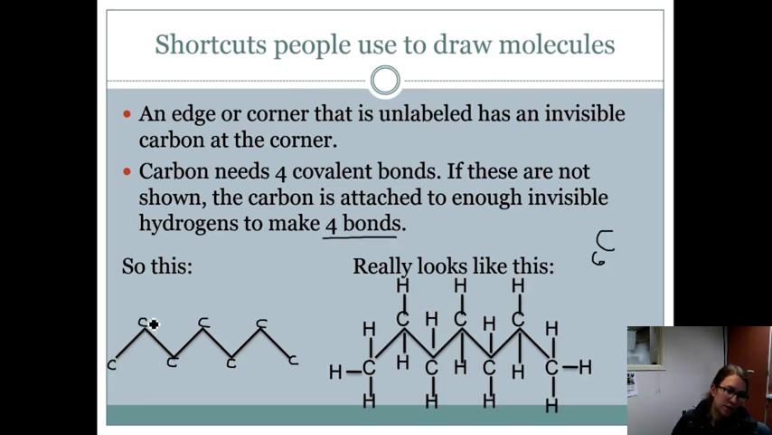Right now, you can see that this carbon right here only has 2 bonds. It's bound to the carbon on the left and the one on the right. So it needs some more bonds. If they didn't draw all the bonds in for your carbon, you can assume that it is actually attached to some extra hydrogens in order to make 4 bonds. So since this carbon right here has 2 bonds already, it needs 2 more hydrogens. And since the one on the very end only has 1 bond to something else already, it needs 3 more bonds. So we'll add 3 hydrogens on there.